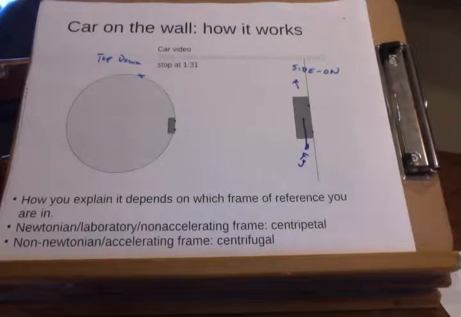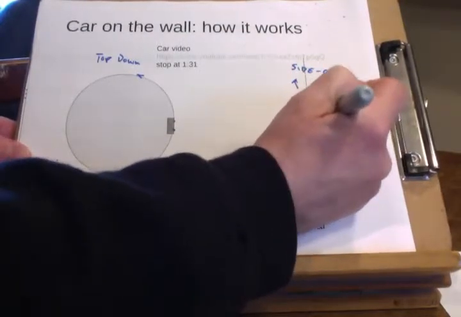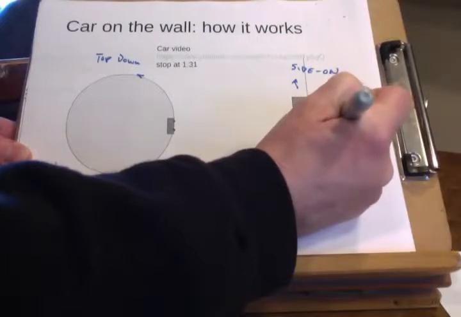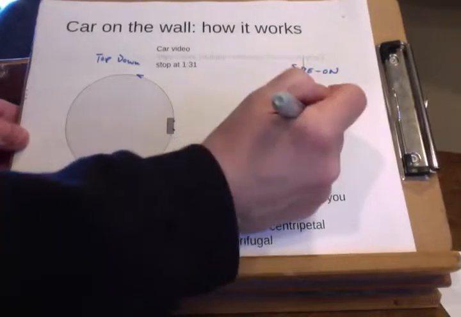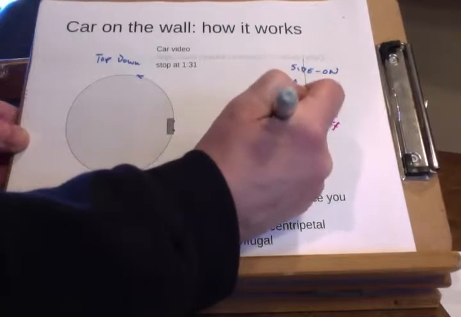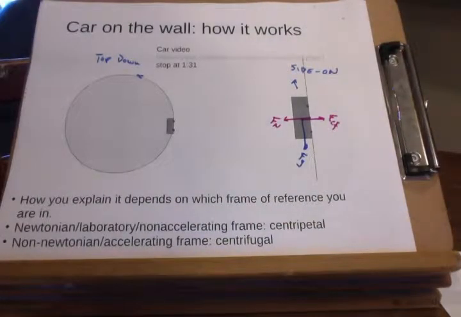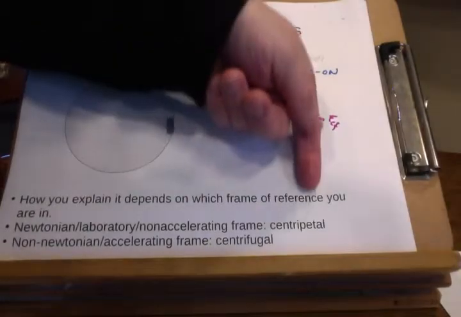In the centrifugal force frame, it's pretty easy to explain. In the centrifugal force frame, from the point of view of the car, there is a centrifugal force on the car pushing it this way. I'm going to label it F sub CF. There is therefore a normal force exerted by the wall on the car this way. The force of gravity wants to cause the car to slide down the wall.